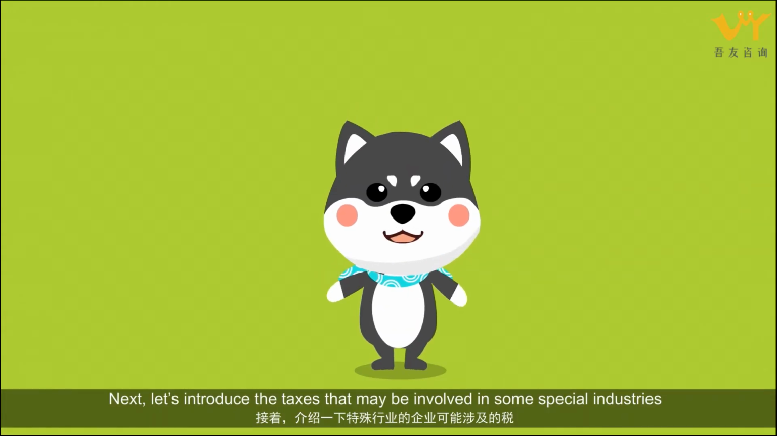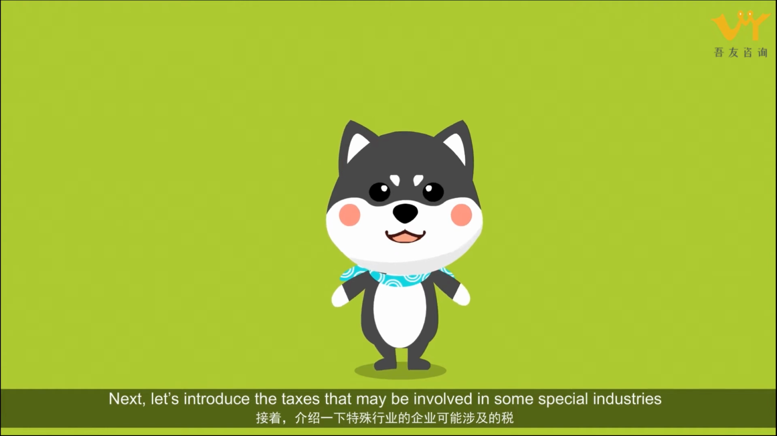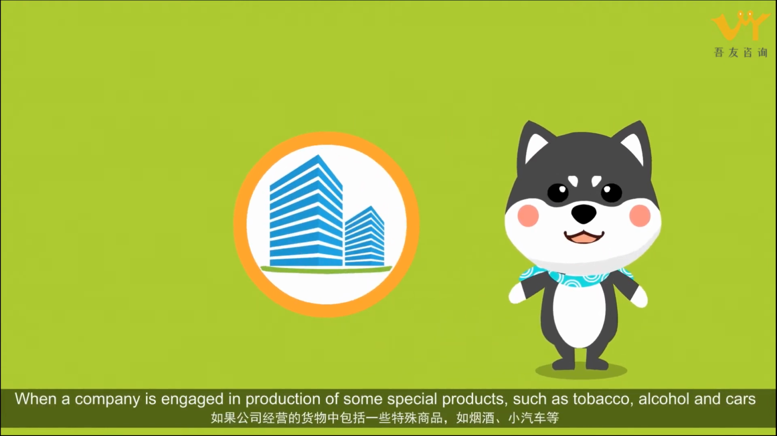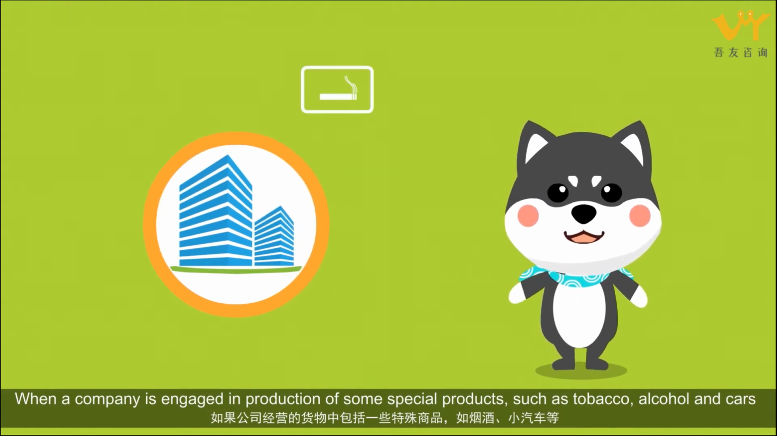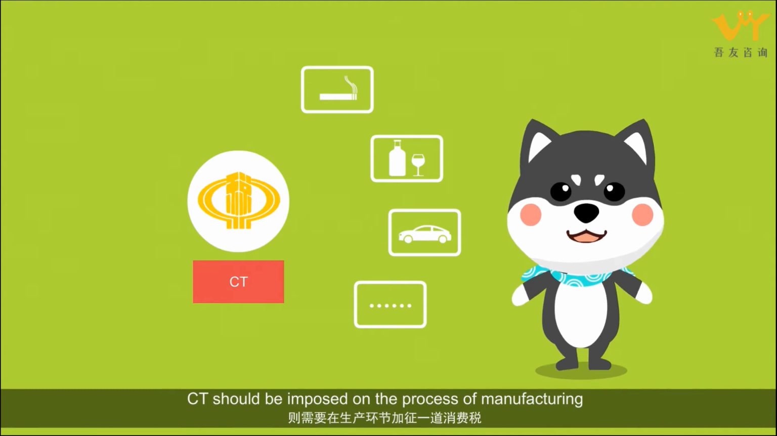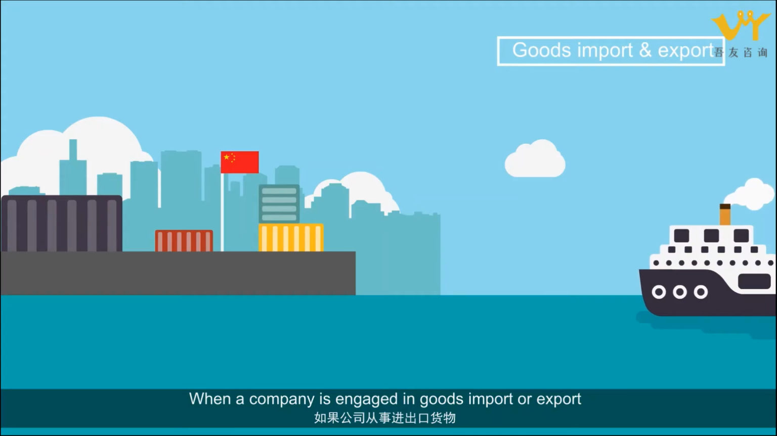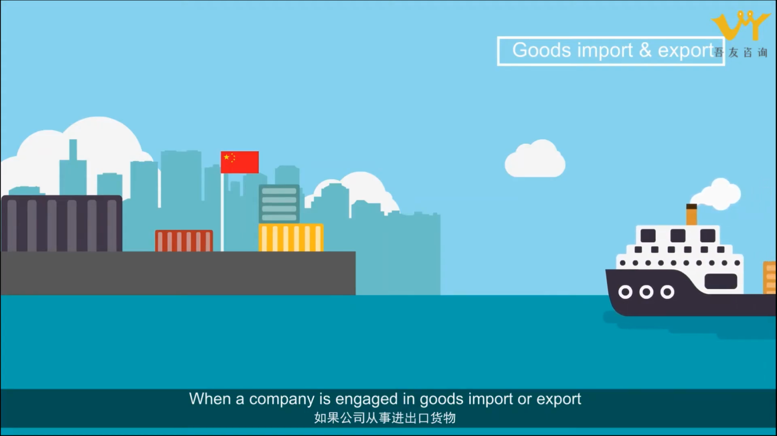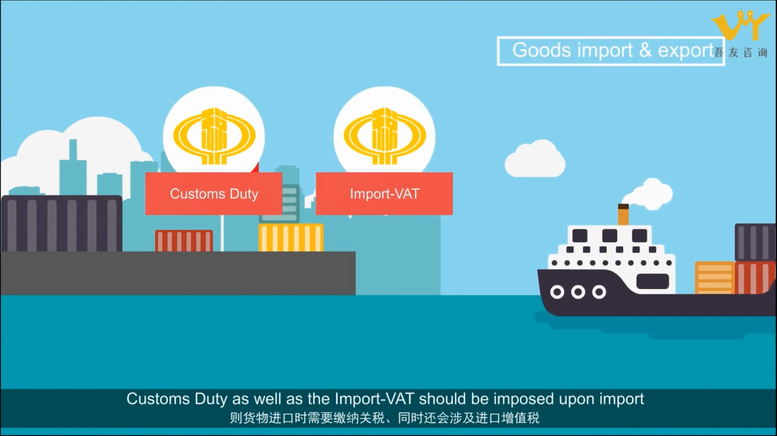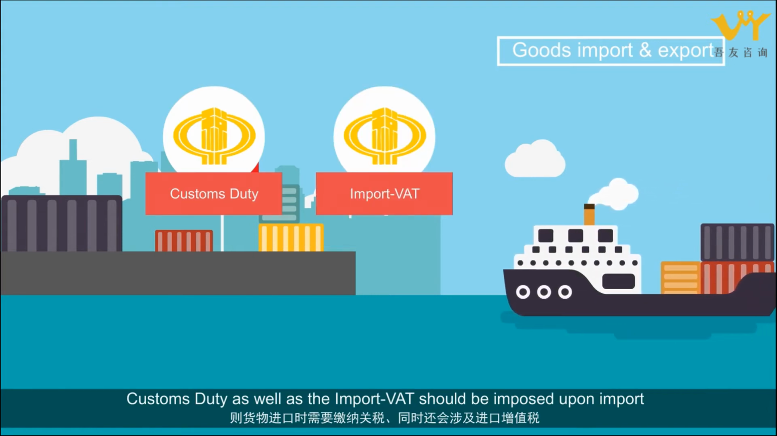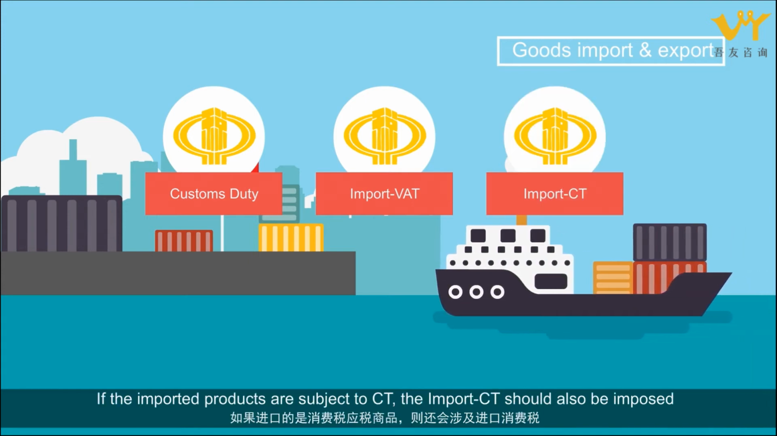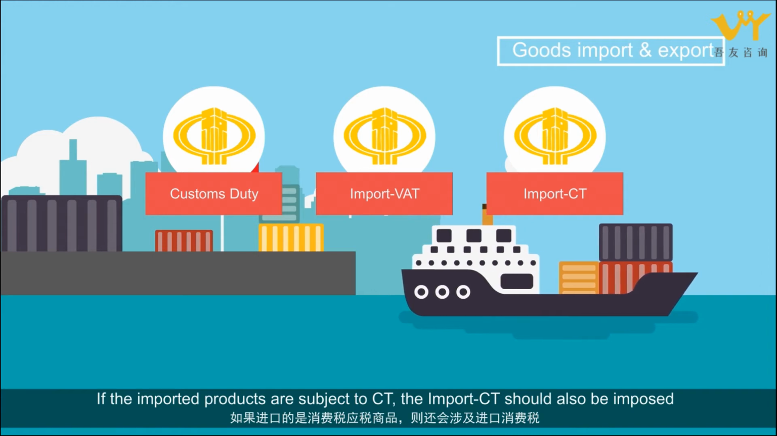Next, let's introduce the taxes that may be involved in some special industries. Where companies are engaged in production of some special products, such as tobacco, alcohol, and cars, CT should be imposed on the process of manufacturing. Where companies are engaged in goods import or export, customs duty as well as the import VAT should be imposed upon import. If the imported products are subject to CT, the import CT should also be imposed.